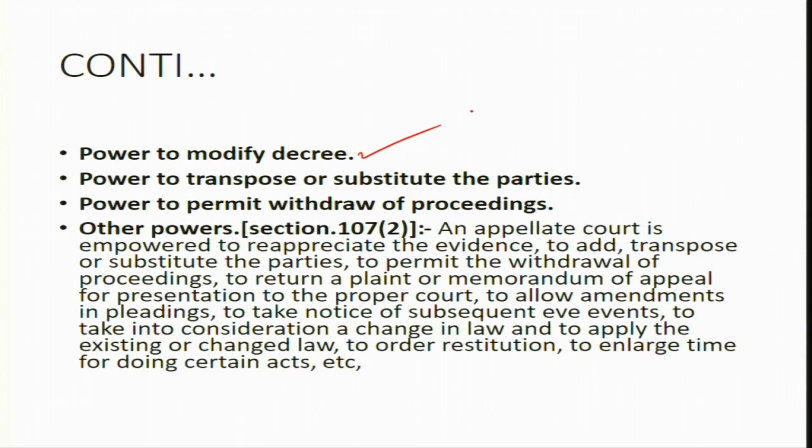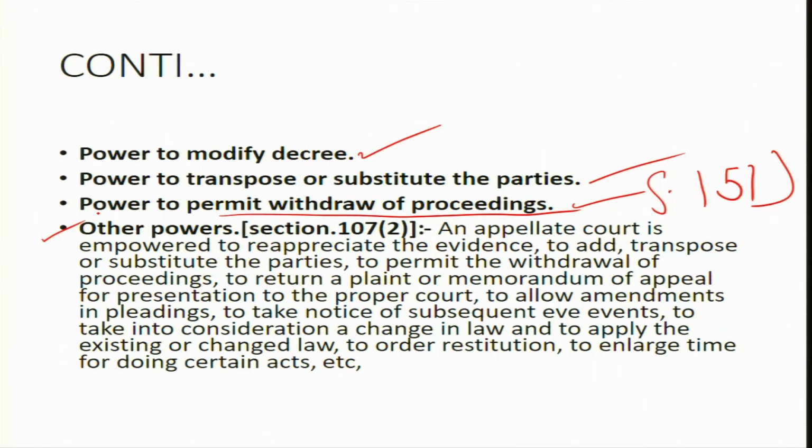Power to modify the decree is also a power of the appellate court. The appellate court can modify your decree if they find a reason. It can also substitute the parties in case of misjoinder, non-joinder, or striking out, under Order 1, Rules 9 and 10 of CPC. You will find how to substitute the parties there. It can also permit withdrawal of proceeding, which can also be an inherent power under Section 151, withdrawal of proceeding and other powers.